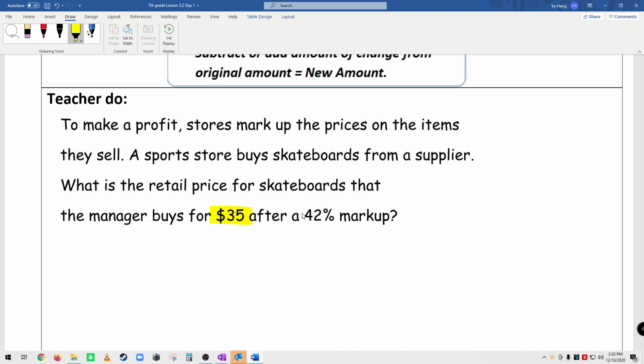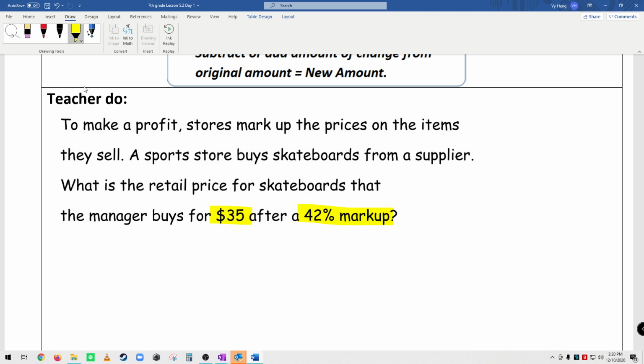And then you have the 42% markup. Okay, so a markup means that there's going to be an increase in the original amount. Okay, and right here we have the percent of change, or the percent increase, and we say it's an increase because of the markup. It has to increase.